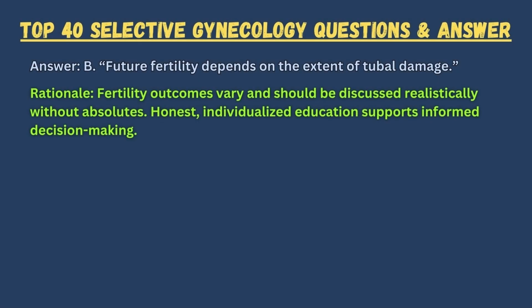Answer: B. Future fertility depends on the extent of tubal damage. Rationale: fertility outcomes vary and should be discussed realistically without absolutes. Honest, individualized education supports informed decision-making.